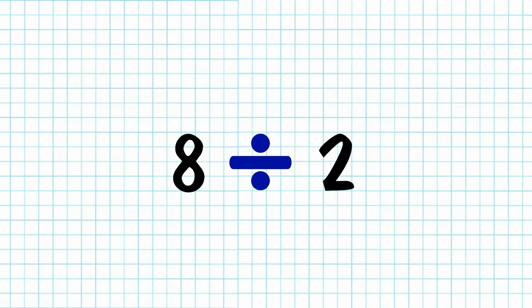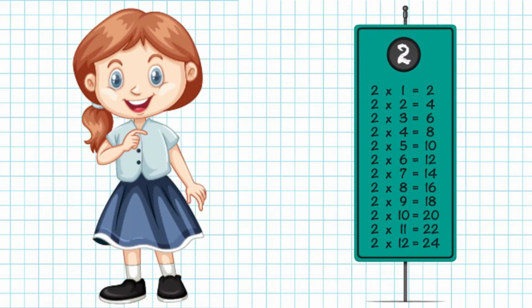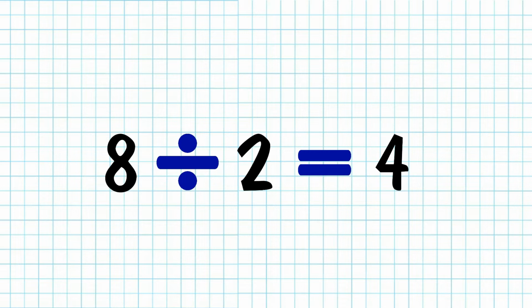If we read the table of 2, we know that 4 times 2 is 8. It means the answer is 4. But most of the time, division is not that simple.